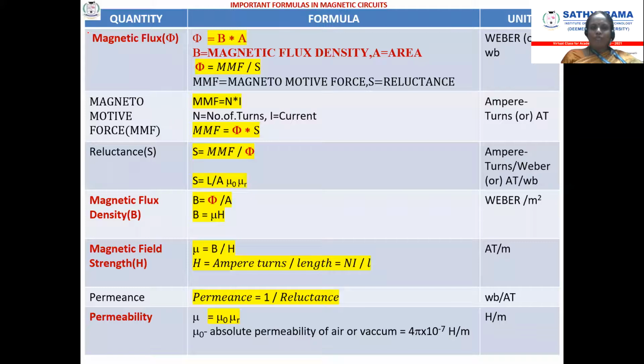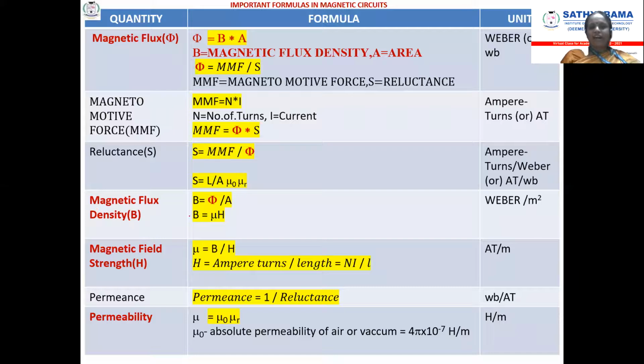Flux, there are two formulas: B into A, or MMF by reluctance. The unit is Weber, or WB. Magneto-motive force, I have two formulas: N into I, or flux into reluctance. So my unit is ampere turns. And reluctance is MMF by flux, or L by A nu naught into nu r. The unit is ampere turns per Weber, AT per Weber. I have given both, this is the abbreviated one, and this one with the full form.